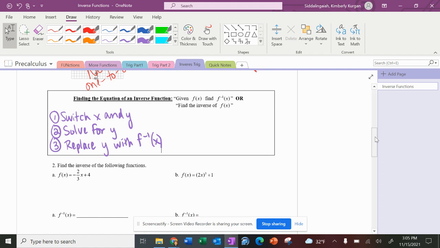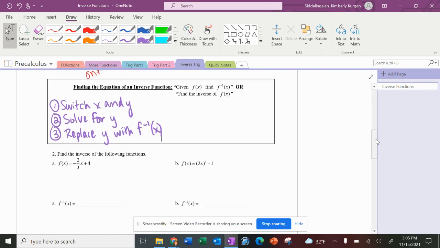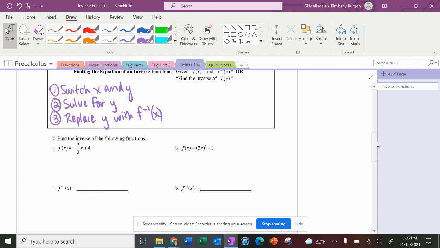We're going to actually do a couple of these down below, just so you can see what this looks like. So the first thing I see is that, oh shoot, I don't really have a y, I have an f of x. So I'm just going to call this y equals negative 2/3 x plus 4. And now I'm really primed to do that next step. So I'm going to switch x and y. So I'm going to write x equals negative 2/3 y plus 4.